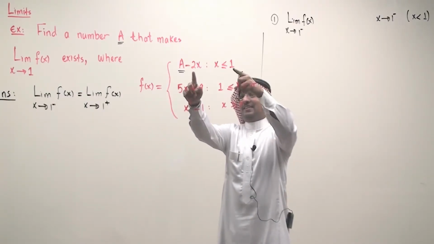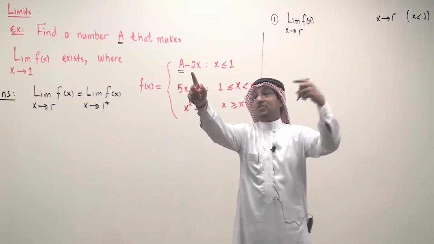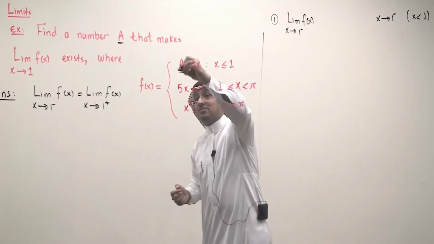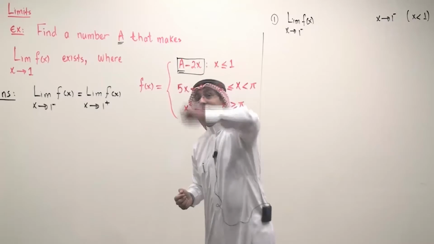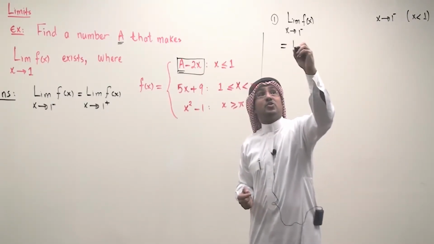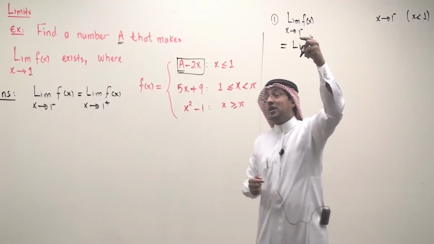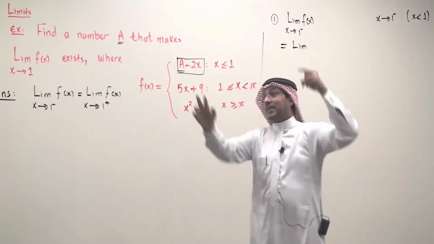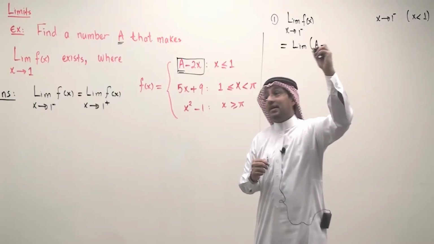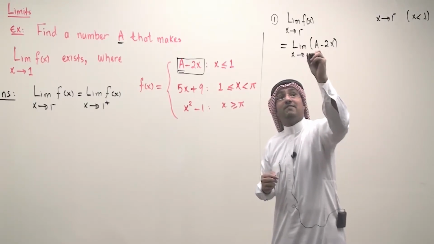In this case, it is less than or equal to 1. So I am interested in the values of x where they are less than 1. So this is my part. I'm going to use this part of the function. So in this case, this limit is equal to the limit of the function, and the function in this region is going to be a minus 2x as x goes to 1 from the left.